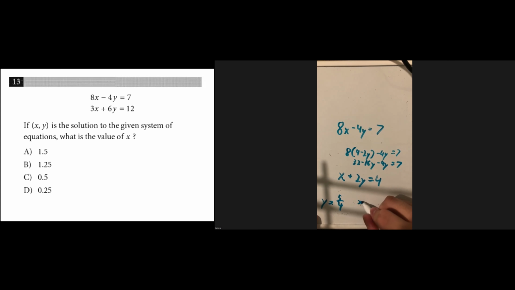So you do x plus 5 times 2 is 10 over 4 equals 4. So x plus 2.5 equals 4, which means 4 minus 2.5 is 1.5. So x is equal to 1.5. So the answer choice is A.